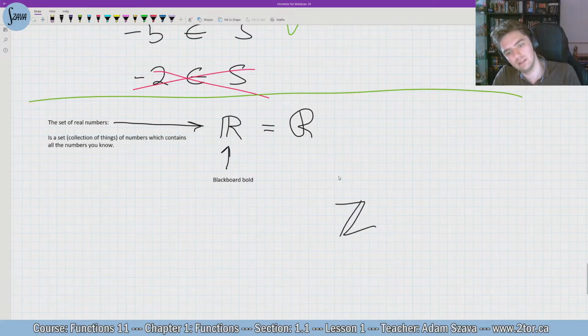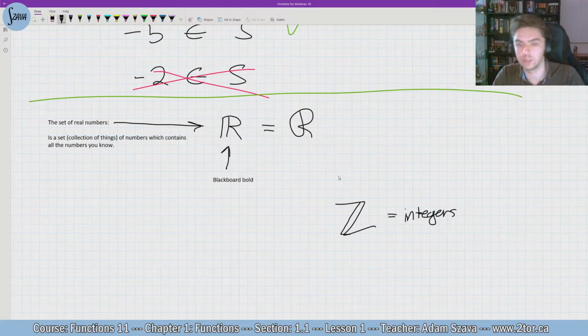Z with an extra line is the integers. Integers are 1, 2, 3, 4, 5, 0, -1, -2, -3, -4, -5, and so on in both directions. Those are really the only two you need to know, the real numbers and the integers. If I put a little plus next to it, that means only the positive ones, so not 0. 0 is not positive or negative. And a minus means I only want the negative ones.